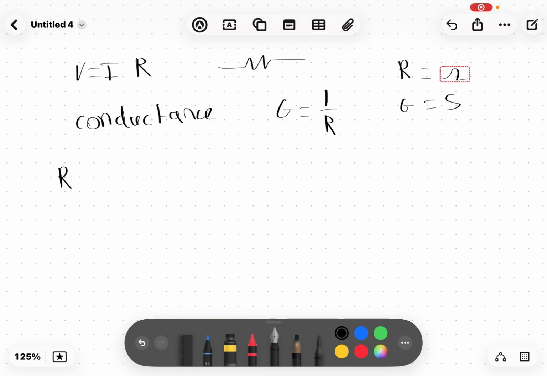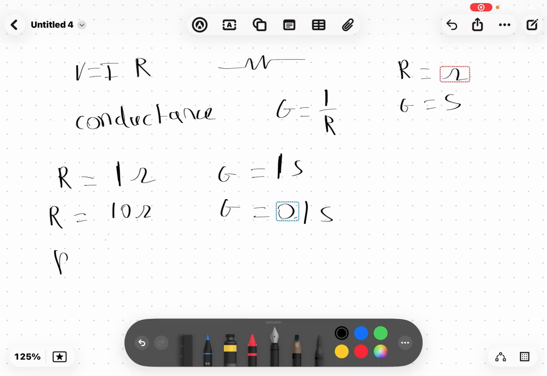So let's say there's a resistor of 1 ohm, and the conductance is 1 Siemens. Let's say there's a resistor of 10 ohms, then there will be 0.1 Siemens conductance. And then let's say there's 0.1 ohms resistance, then the Siemens will be 10. So when the resistance goes up, Siemens go down, and when Siemens go up, resistance goes down.